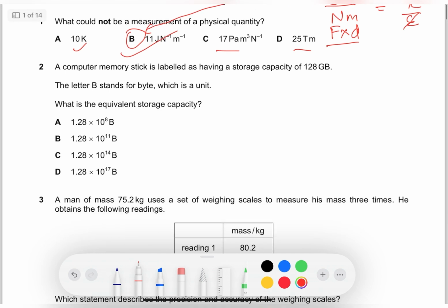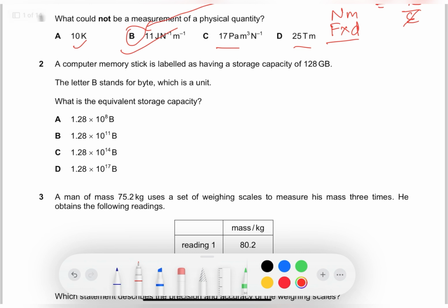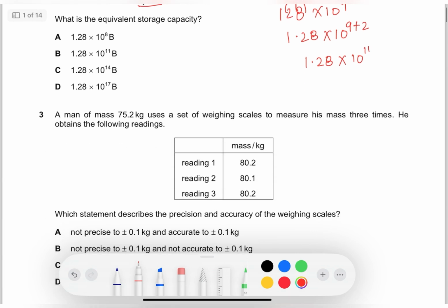Let us move on to the second question now. Computer memory stick is labeled as this much. We have to find it in bytes. We know that giga equals 10 to the power 9. So 128 into 10 to the power 9. Standard form we will use. We will move the decimal point over here. It would be 1.28 into 10 to the power 9 plus 2. That will be equal to 10 to the power 11. Let us move on to the next question.